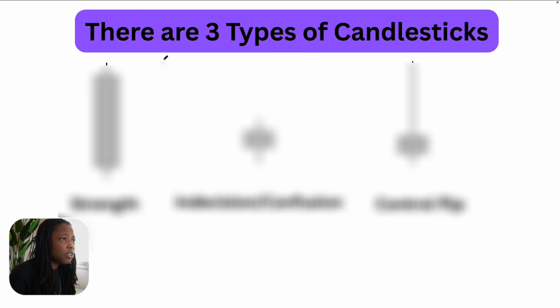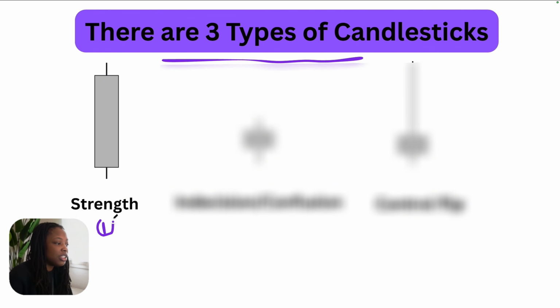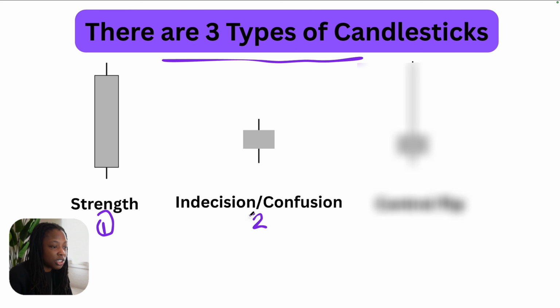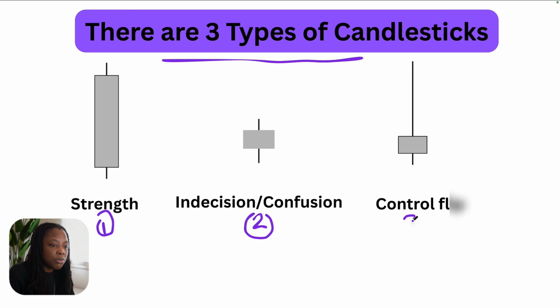So, what are the three types of candlesticks? Number one, I'm going to be discussing the strength candles. I'll be going over the second type, which is indecision. I like to call it confusion, because there's no clear picture, no clear story of what's going on when those candles form. And number three, control. I like to call it control flip. I'm going to go over each of them individually and explain when to use them, the context, and I'll go over examples as well.